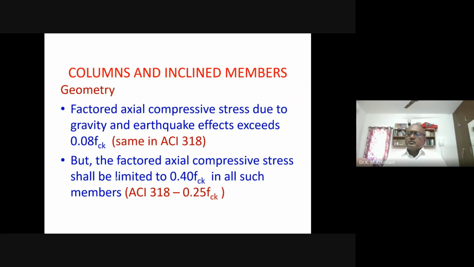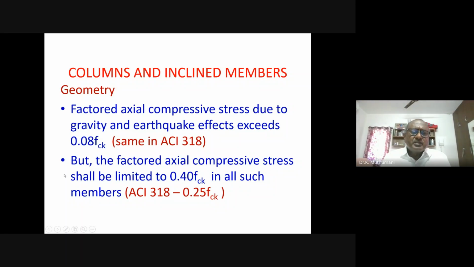So the last part in my section is the column. We'll go a little fast here because it is very similar to what is in the beam. So here also the axial stress should be less than 0.08 of fck. Suppose fck is 40, 0.08 into 40 is 3.2. That much stress only is allowed as the axial stress. So you should ensure that it is better to be less than that also.